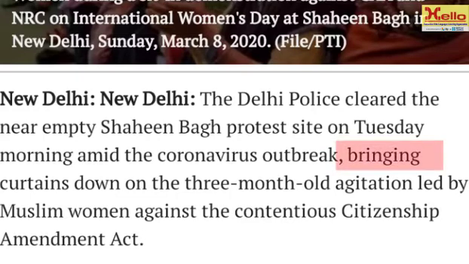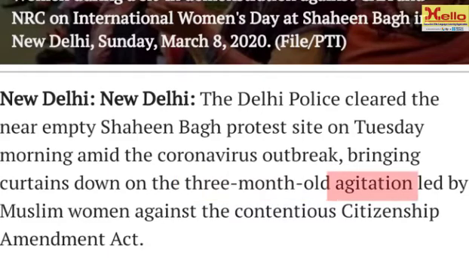Bringing curtains down, this is a phrase. Basically, bringing curtains down means to wrap something up or to sum something up. That is called bringing curtains down, to call off something, to stop something. On the 3 month old agitation. Now 3 month old, this is one word particularly, but they are hyphenated. Hyphenated means there is a hyphen in between. It has become an adjective now.